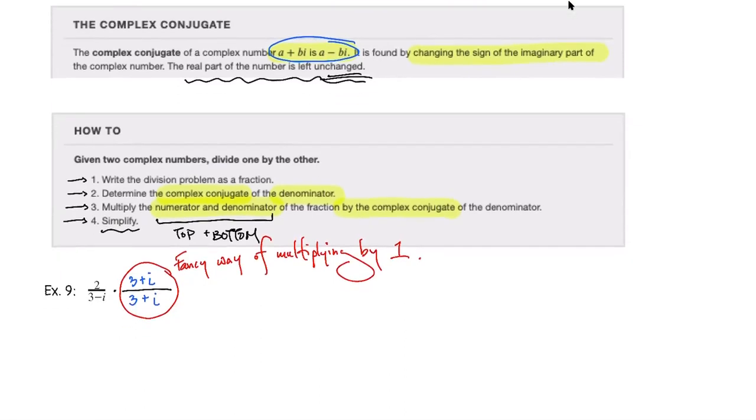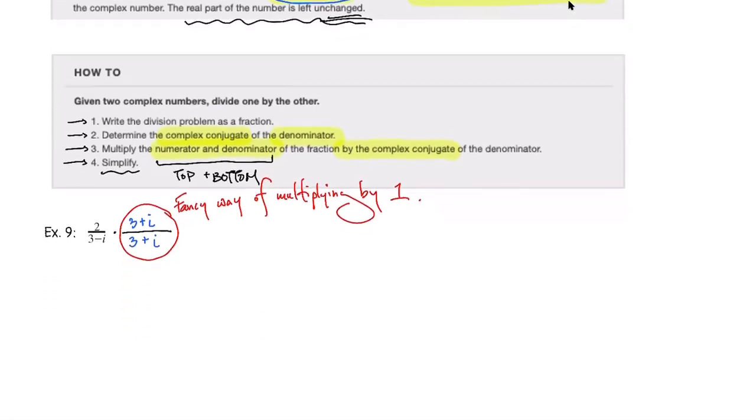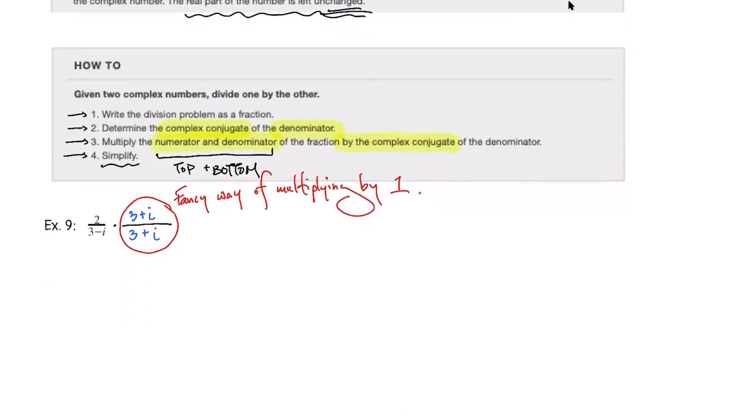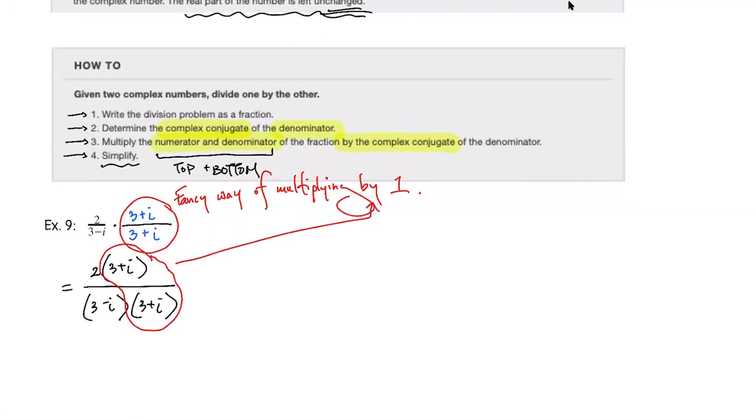Why would we choose to multiply by a complex conjugate? Okay, so I think this might answer your question a little bit better, Eric. So if I'm multiplying, what I get now is 2 times 3 plus i. And on the bottom, I have 3 minus i times 3 plus i. Okay. And again, even though it looks a little bit more complicated than our original problem, this is our fancy way of saying 1.